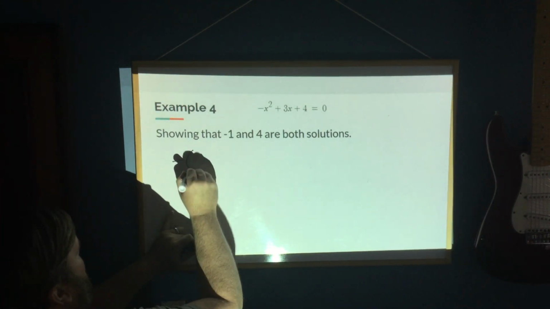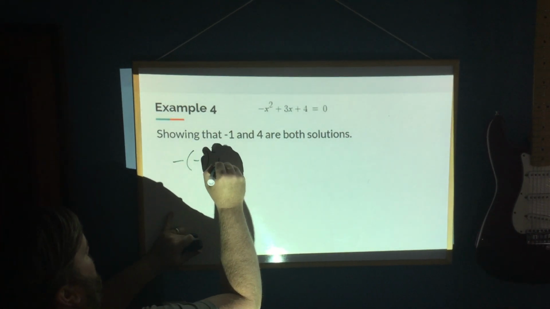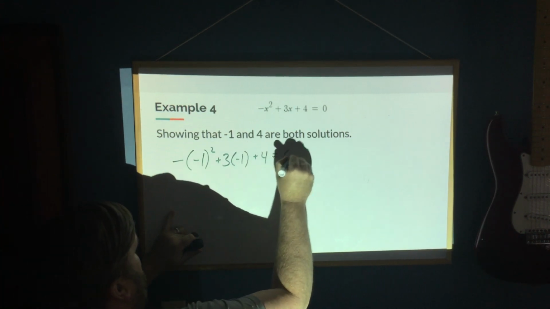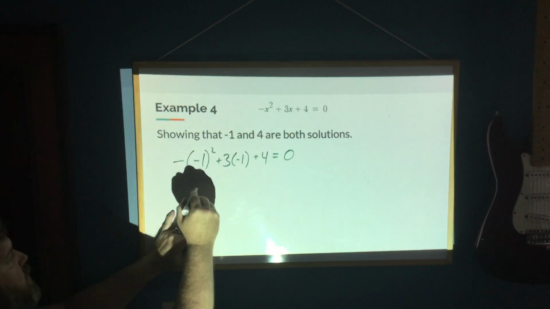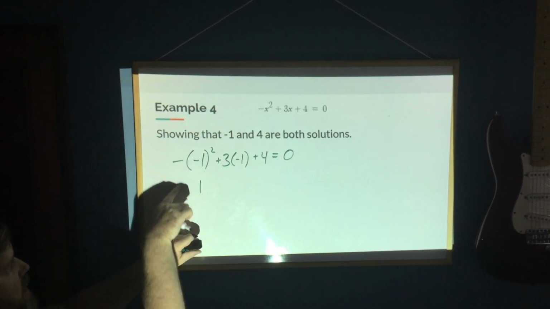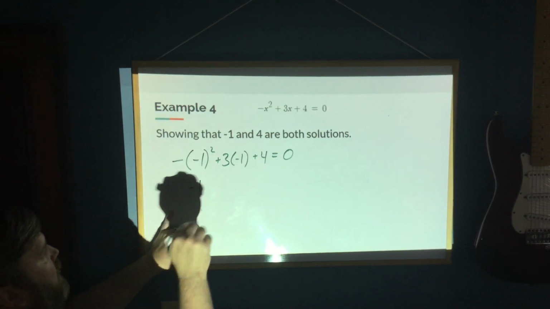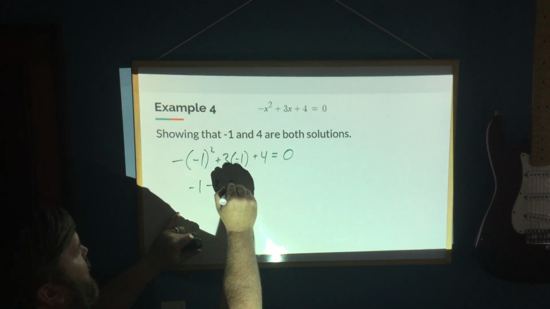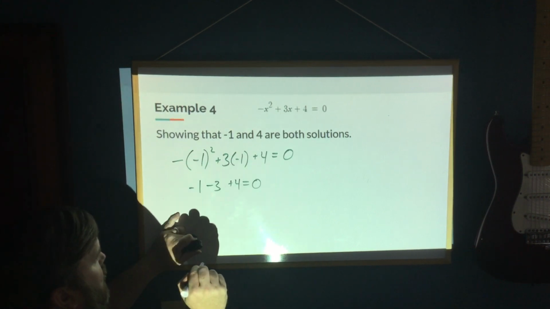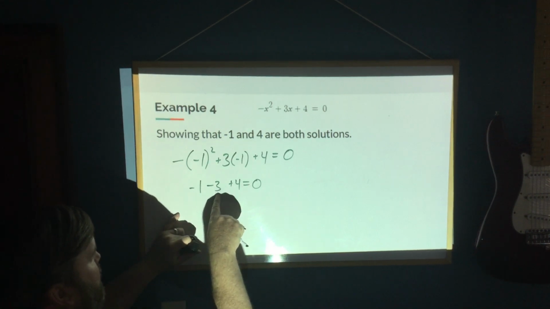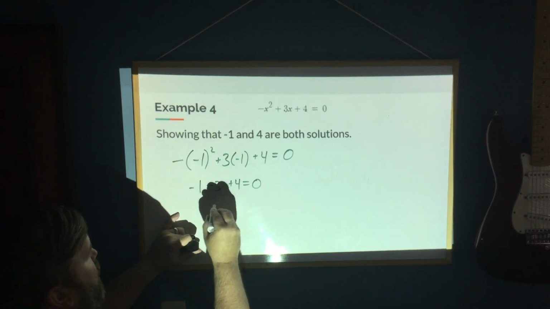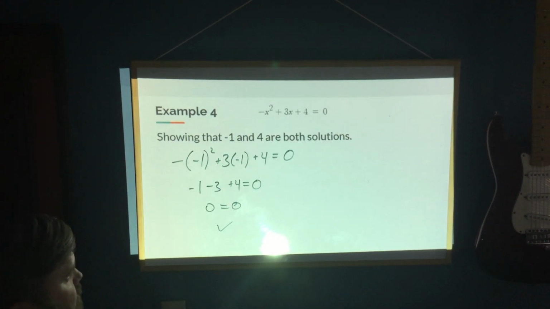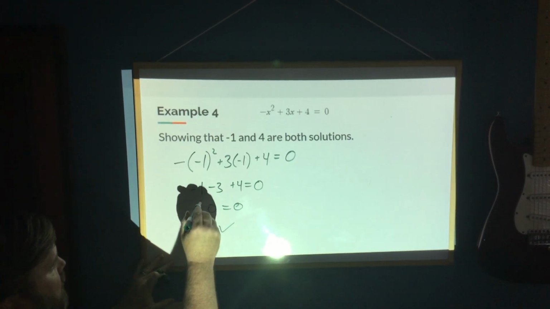So the negative of -1 squared plus 3 times -1 plus 4 is 0. Square -1, you get 1. Drop that negative, now it's -1. Positive 3 and -1 are -3. Add 4, we're claiming that's 0. -1 and -3 are -4. Add 4, you get 0 equals 0. Kind of looks like a smiley face.